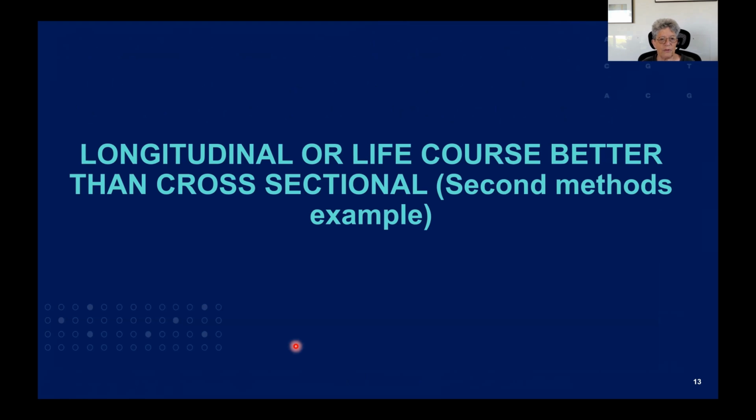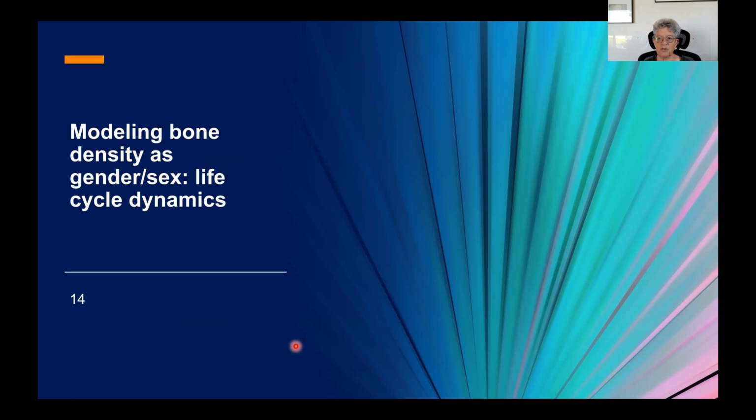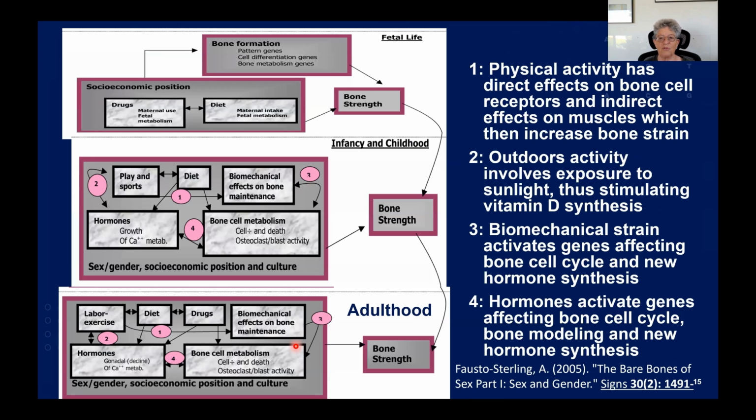The second point methodologically I want to make is that longitudinal or life course studies are better than cross-sectional. And in this example, I'm going to give you a very brief overview of what modeling bone density as gender sex using life cycle dynamics might look like. I've divided the cycle up into fetal life, infancy and childhood, and adulthood.